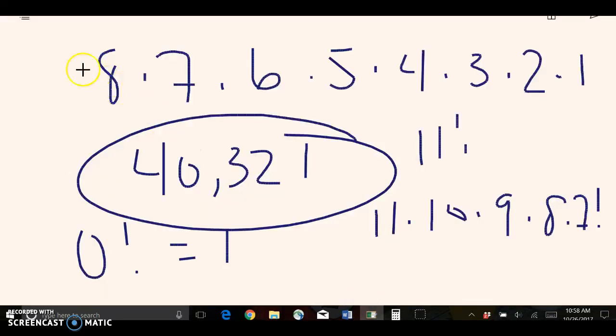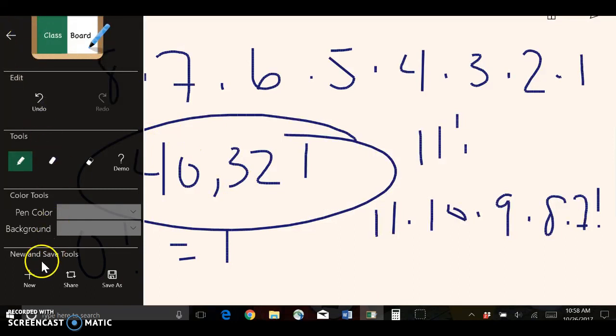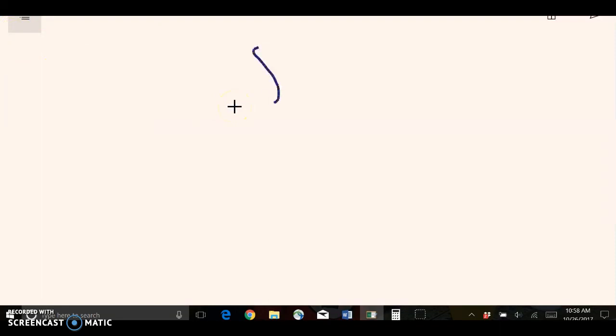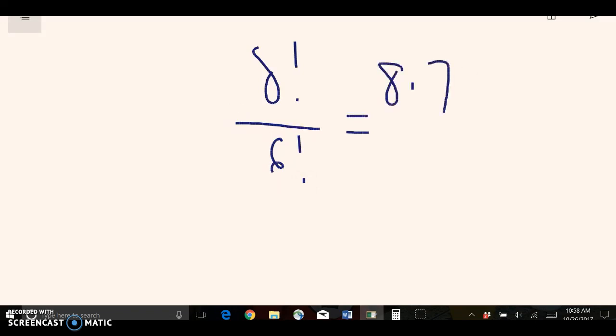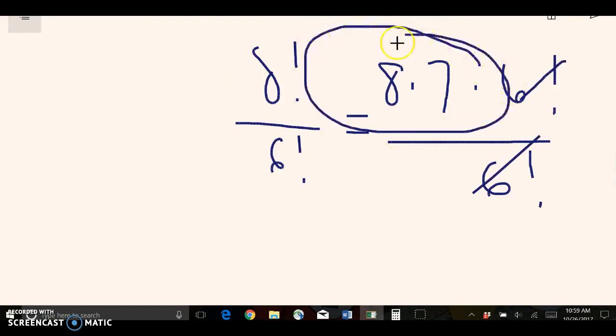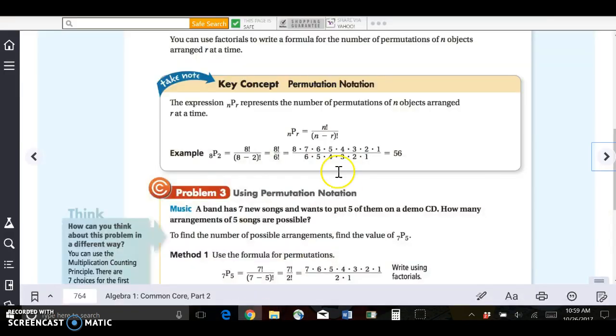However, I'm going to show you a little trick really quick. If I have 8 factorial divided by 6 factorial, I would do 8 times 7 times 6 factorial, divided by 6 factorial, and I would cross those out, and it would just leave me with 7 times 8. So that's a little trick that Ms. Kate just showed you. Alright, so let's go on to the problem.